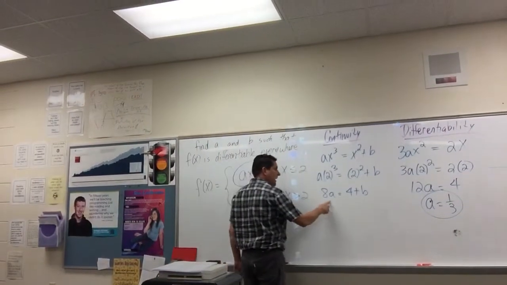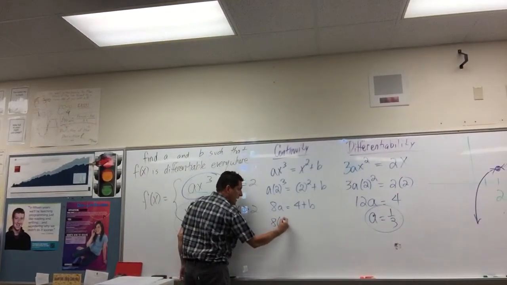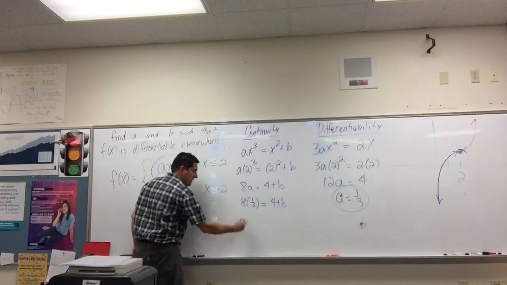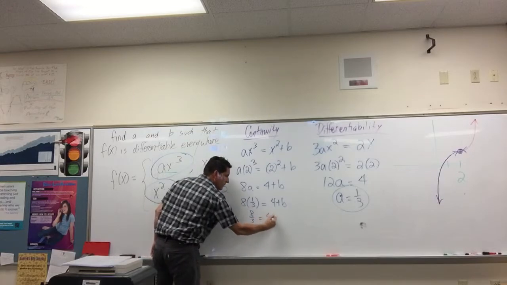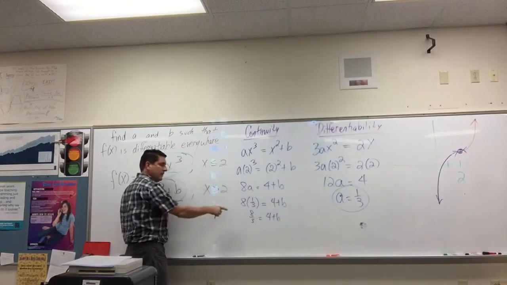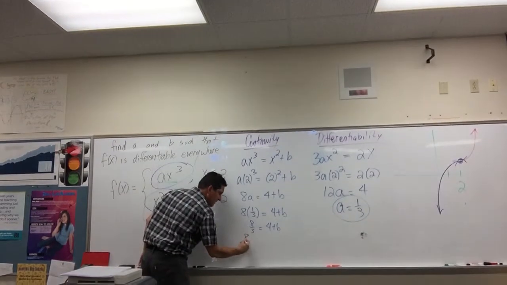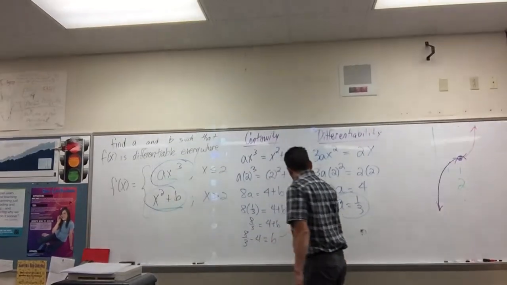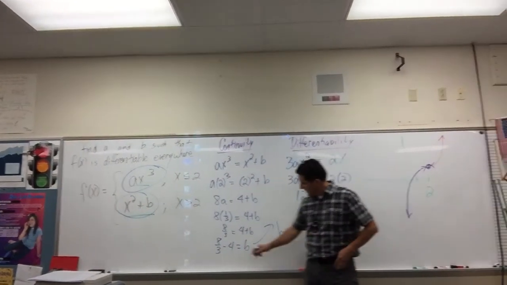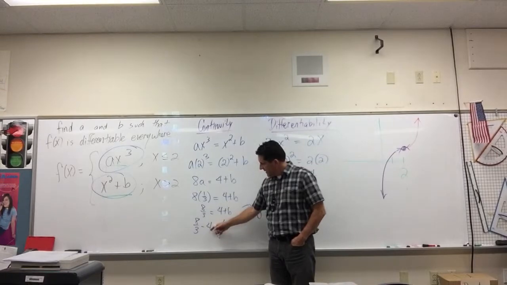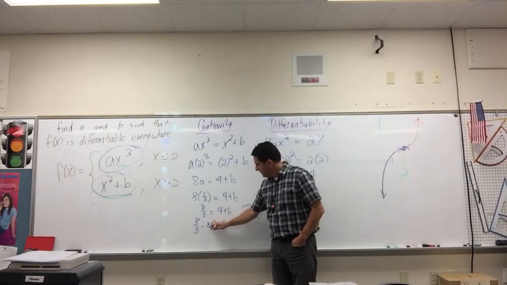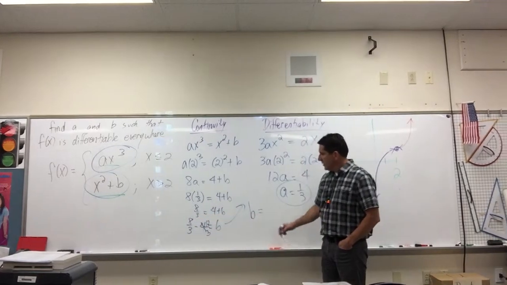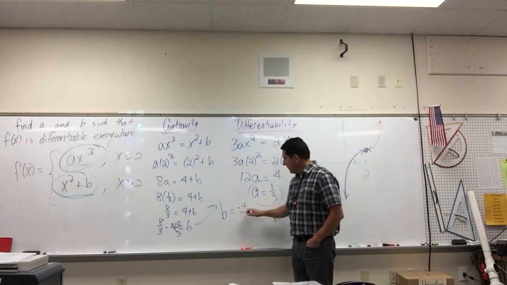And then we can plug in a equals 1/3 here, which is 8 times 1/3 equals 4 plus b. So this is 8/3 equals 4 plus b. And then we take away 4 from 8/3. 8/3 minus 4 is equal to b. And I'd say 4, I'd write that as 12/3. So I got 8 minus 12, which is -4 over 3.